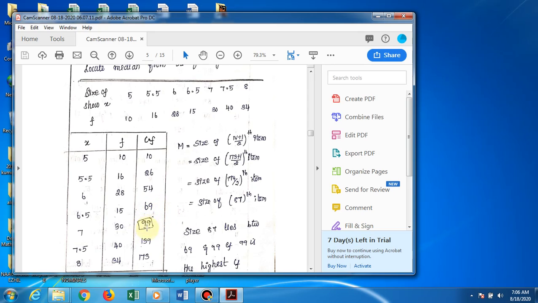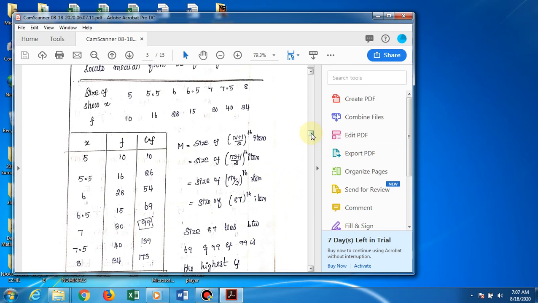The size of the 87th value lies in the cumulative frequency 99. So here the highest value is 99, so this is the value. Then m is equal to median is equal to 7. In the class interval, what value are you getting? 99 corresponds to 7. That is m is equal to 7.